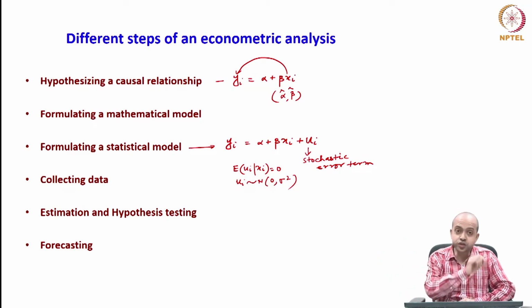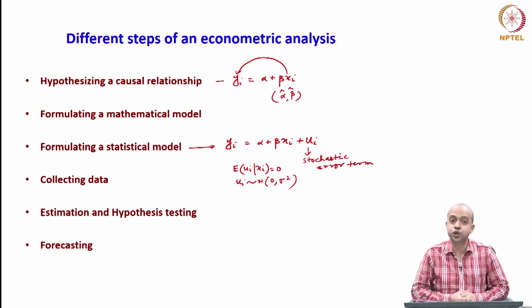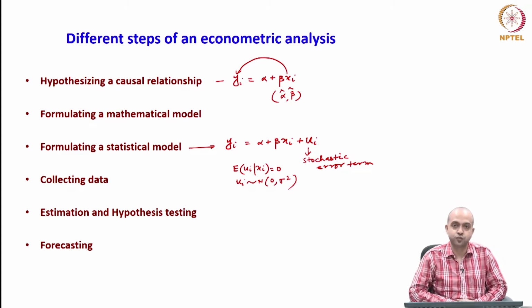But before we use this alpha hat and beta hat for policy purpose or prediction or forecasting purpose, econometricians say that you must ensure that your alpha hat and beta hat, the estimates of your population parameter, exhibit 3 desirable properties before we actually use them for policy purpose, forecasting or prediction.